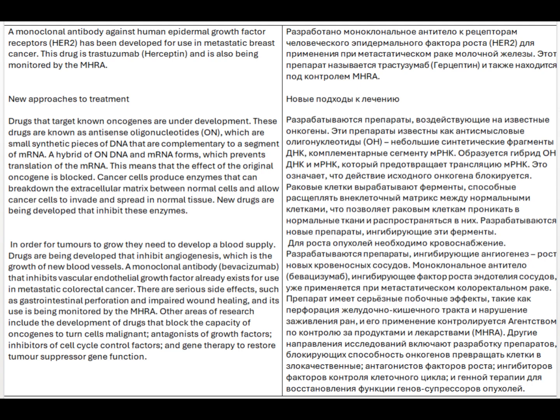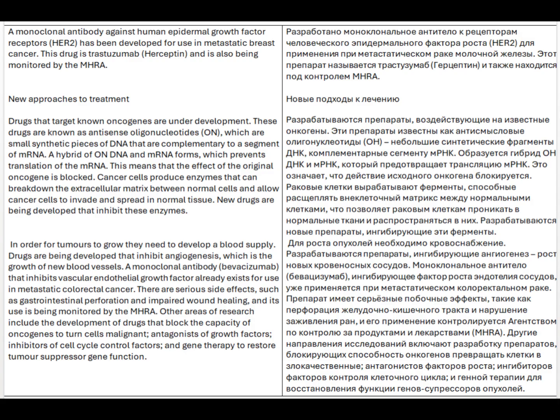New approaches to treatment. Drugs that target known oncogenes are under development. These drugs are known as antisense oligonucleotides, ON, which are small synthetic pieces of DNA that are complementary to a segment of mRNA. A hybrid of ON DNA and mRNA forms, which prevents translation of the mRNA. This means that the effect of the original oncogene is blocked. Cancer cells produce enzymes that can break down the extracellular matrix between normal cells and allow cancer cells to invade and spread in normal tissue. New drugs are being developed that inhibit these enzymes.